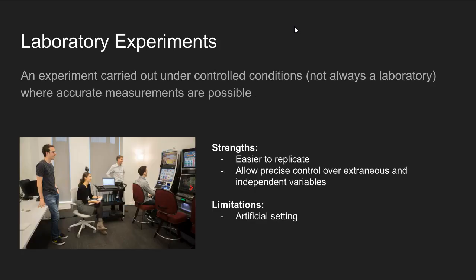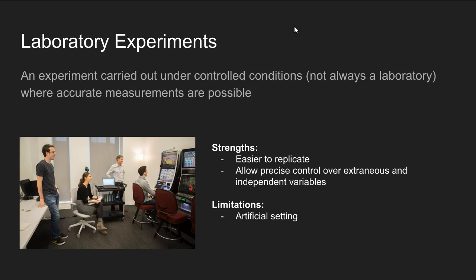Another interesting issue is more related to external validity. Many experiments are carried out in laboratories or under controlled conditions where accurate measurements are possible. A lot of psychology experiments are carried out in laboratories under controlled conditions, and this allows the researchers to very carefully manipulate exposure to a treatment and collect measurements. Laboratory experiments are easy to replicate because they can be established within a setting, and they allow precise control over extraneous and independent variables. However, laboratory experiments can be a bit artificial. They don't necessarily reflect the real world environment.